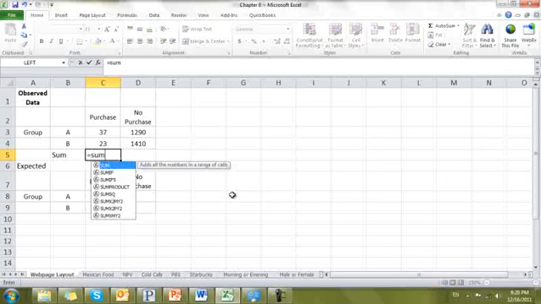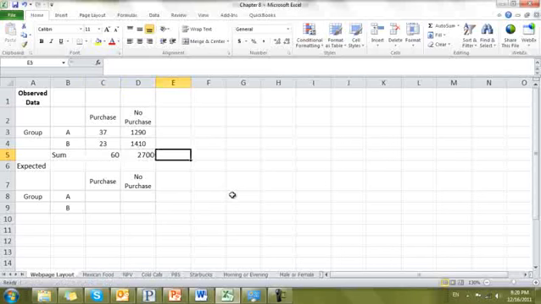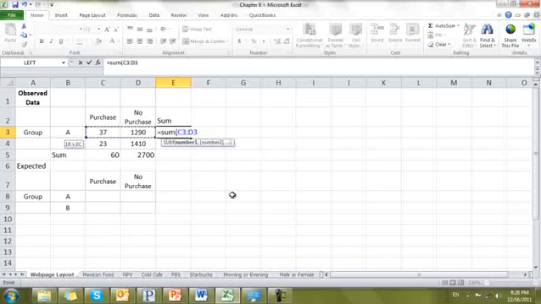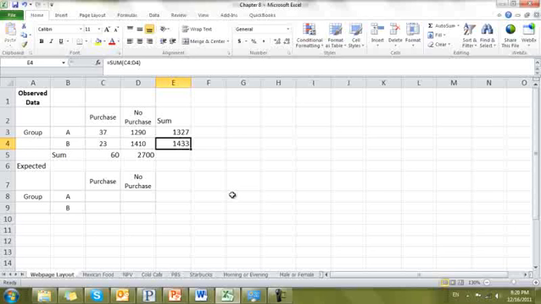So this will be equal to the sum of these two and the sum of those two. And we'll take the sum also across the rows, equal to the sum of those two. So that's the total size of group A. That's the total size of group B. And this is the total size of everything. All right. So on average, if group A and group B were the same, we would have 60 out of 2760 purchases, right?